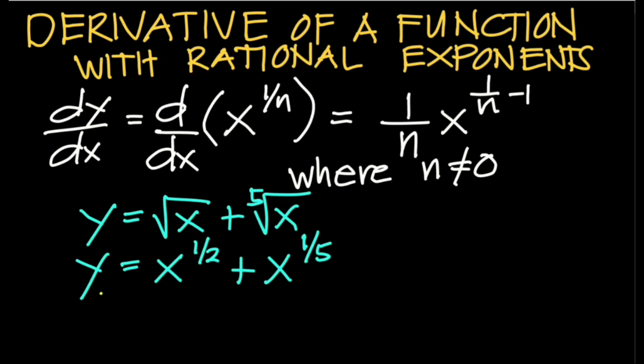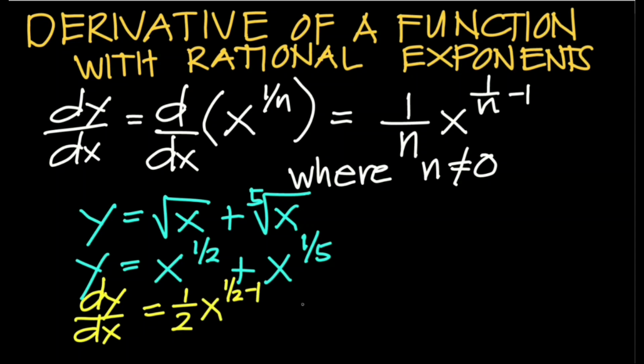Now we get the derivative of y with respect to x. So we can use the power rule here. The derivative of x to the 1/2 is just 1/2 times x to the 1/2 minus 1, plus 1/5, the exponent, times x to the 1/5 minus 1.